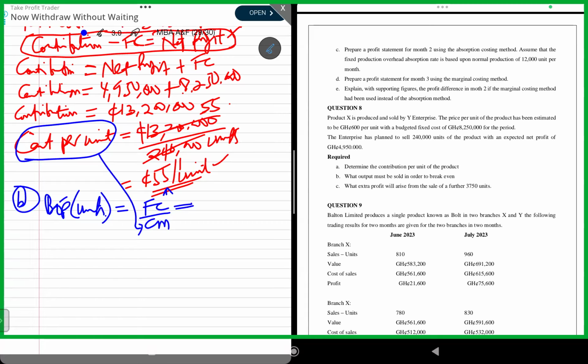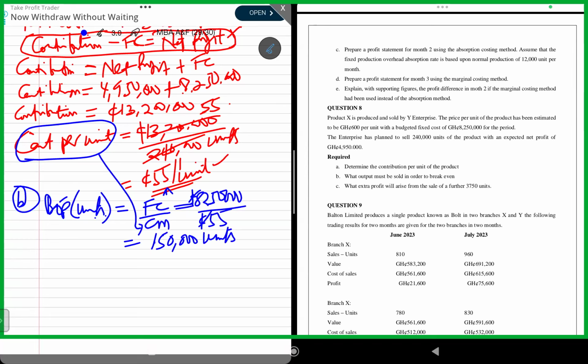8,250,000 cedis over contribution per unit, or contribution margin, which is 55 cedis. So the cedi will cancel cedi. What do we have left? 150,000. Don't say cedi, because the cedi signs have canceled each other, and it's units. So 150,000 units. It means that the business must sell 150,000 units out of the 240,000 that they planned.